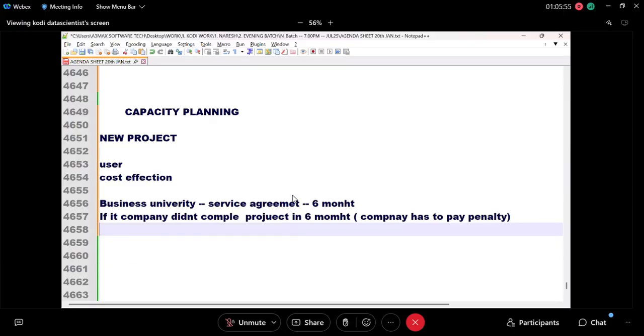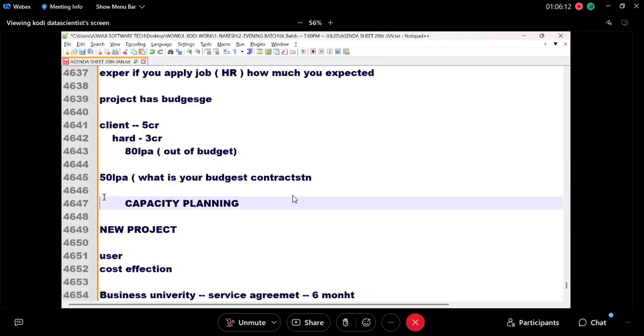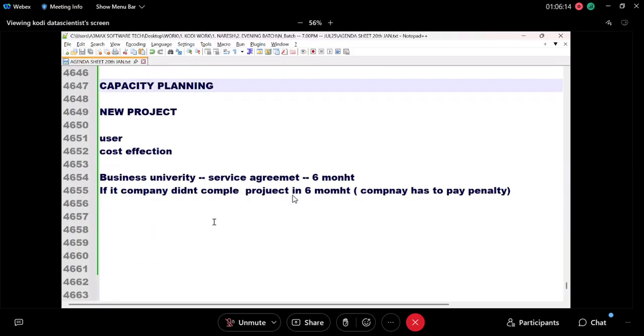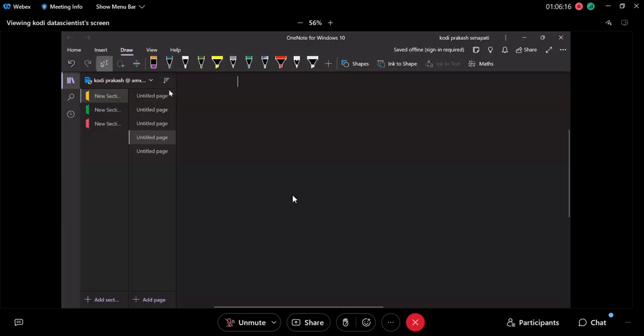Pretty clear? So today, what did we learn? The reality, I'm telling you, guys: how the contract is signed, what the requirement is, how to get the client, and why capacity planning is important. Don't you feel these things are understood? Okay, so what is the next step? Let's talk about the next part.